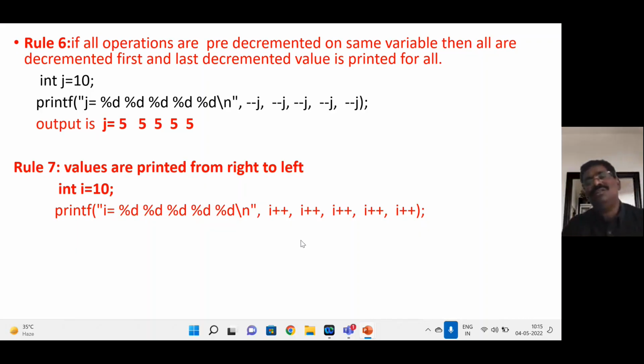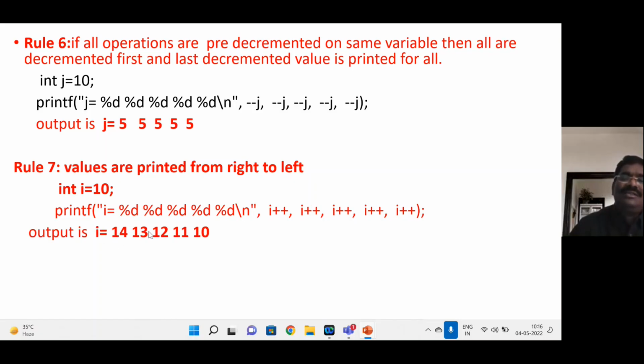But here we are using post increment. Post increment means the first value is printed, and after that the variable is incremented. So what is the i value here? The initial value of i is 10. So first 10 is printed, and after that i is incremented by 1. So you see that i is first printed as 10, and then 11, 12, 13 and 14.